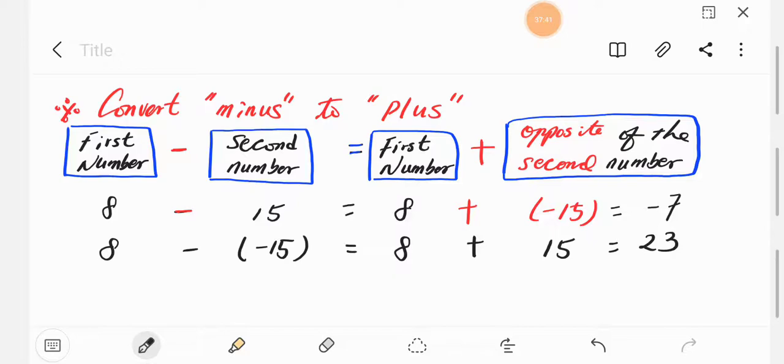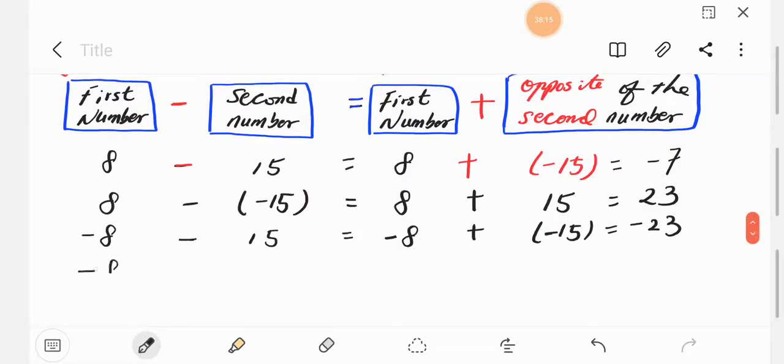Okay, let's try another one. The first number is negative 8 and then minus 15. Then the first number is unchanged, and change this minus sign to plus, and the opposite of 15 is negative 15. And I will put parentheses around this negative number. When you add two numbers with the same sign, what do we do? Add, right? Same sign, then add, so which is 23. How about the sign? Follow the same sign, negative 23.